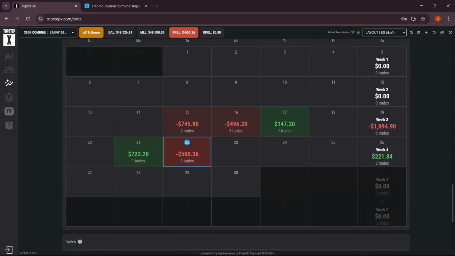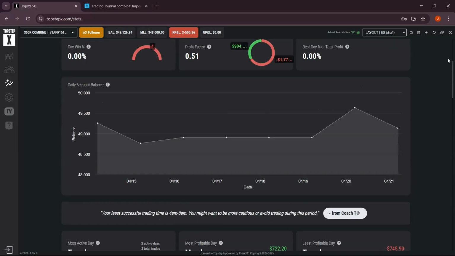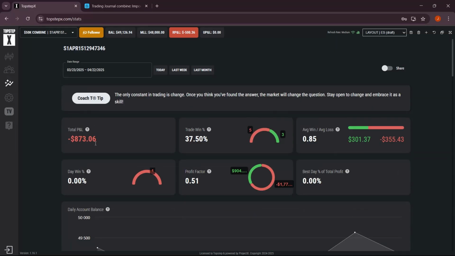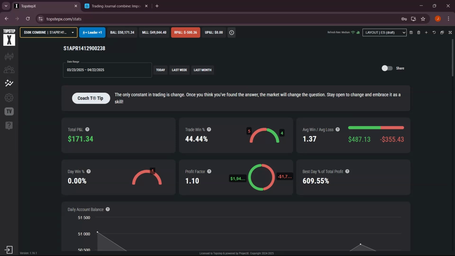So same thing, we're up 220. But last week, because I didn't get that $1,000 win on Monday like I did on the leader account, we're actually down 1,000. So if we were to pass the leader account, I would still be trading this follower account since it's $873 behind. So it's going to be a little more work for this account, but we're going to get it passed, hopefully this week or next week.